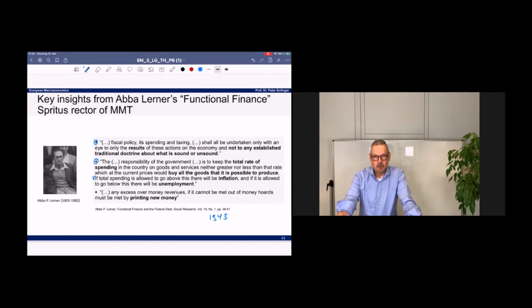And what is now important for Lerner: if the money needed to finance these government policies is insufficient in terms of tax revenues, or if the government cannot raise it easily on the capital markets, then in theory, any excess over money revenues, if it cannot be made out of money hoards, must be met by printing new money. So that's the message. If there is a huge decline in aggregate demand, if this requires huge government measures to bring aggregate demand back to equilibrium, then it is the responsibility of the central bank to finance this.